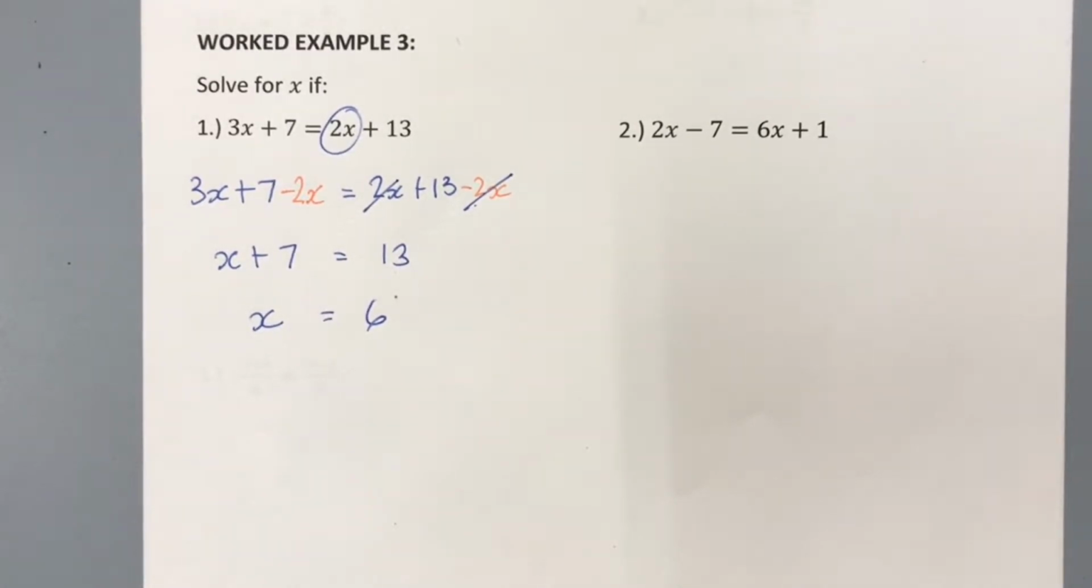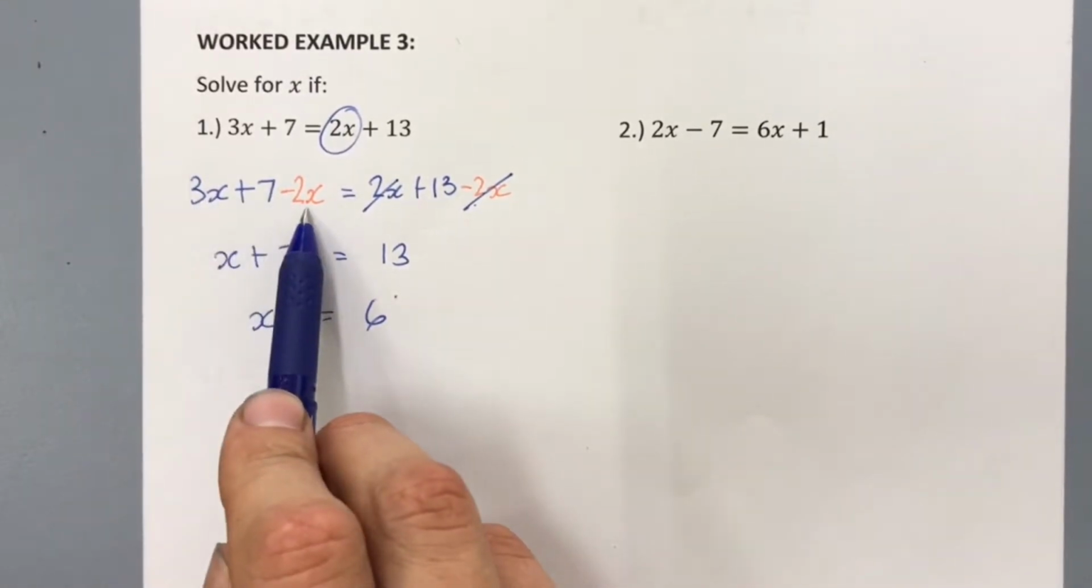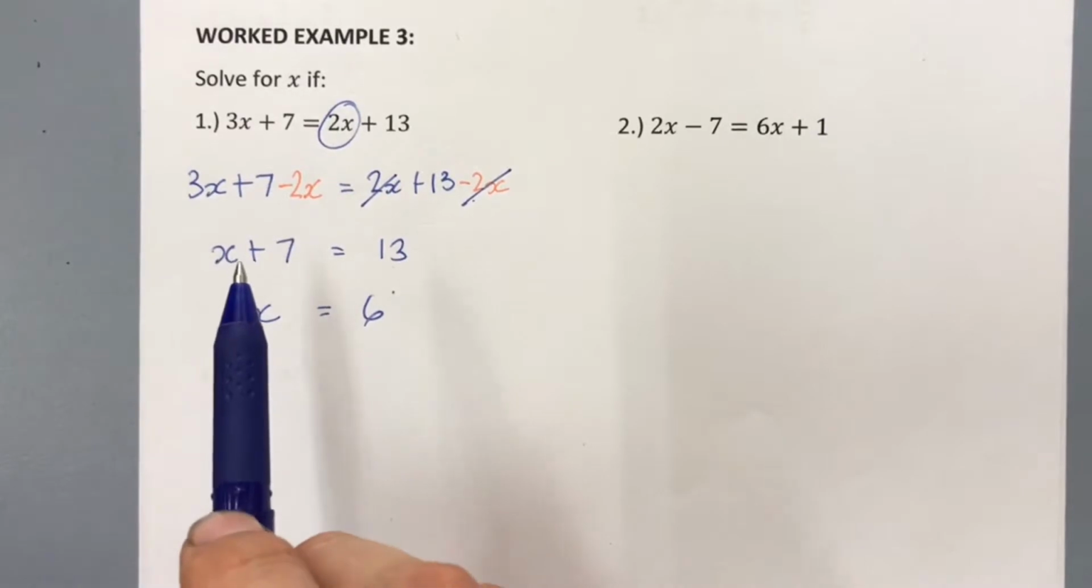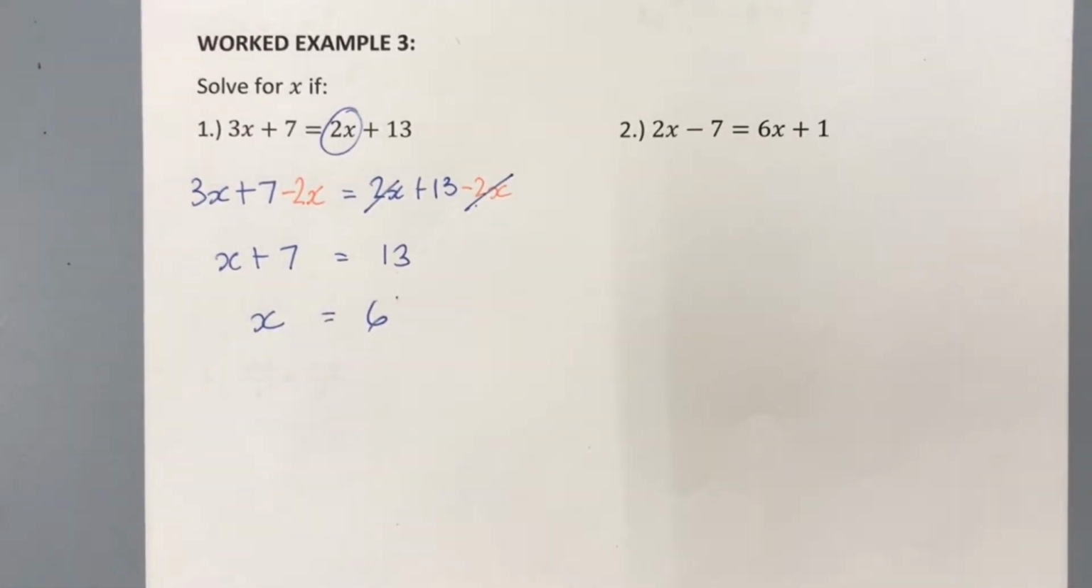Why do you get rid of the 3 here, not below that? Underneath here, because we've got 3x and we're taking away 2x from it. So 3 take 2 gives us 1x, which is just x.